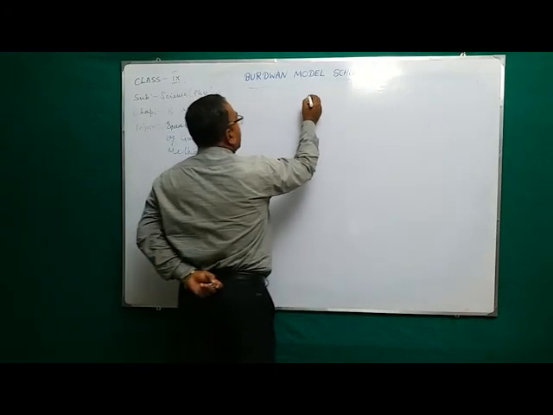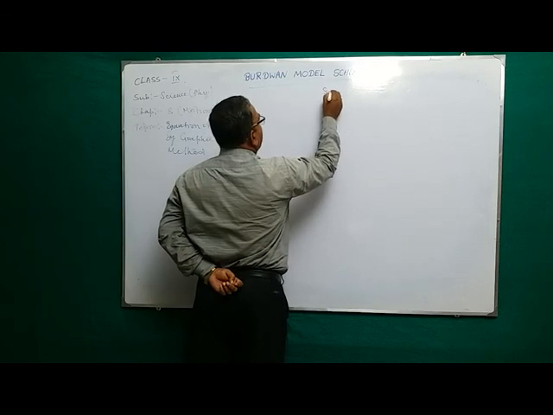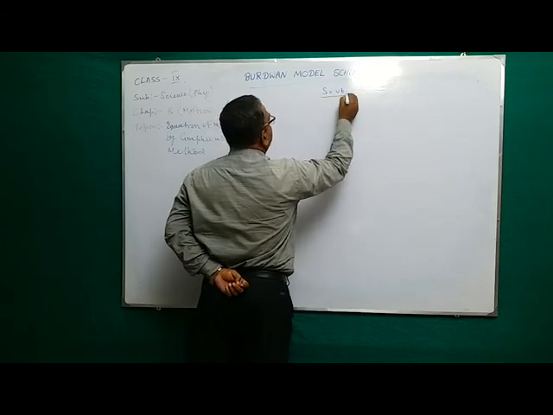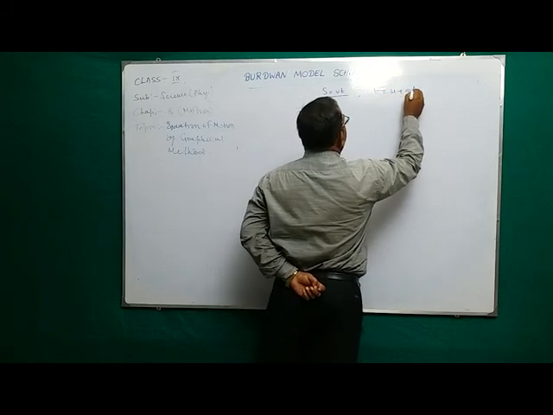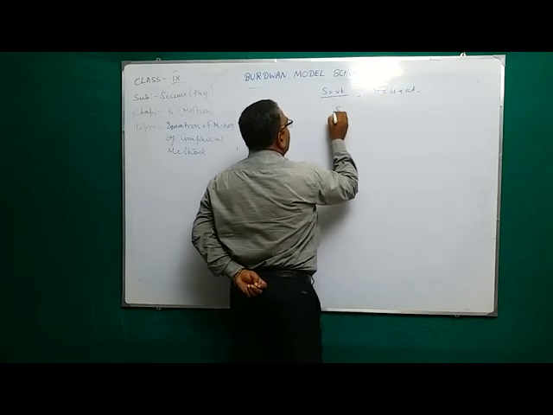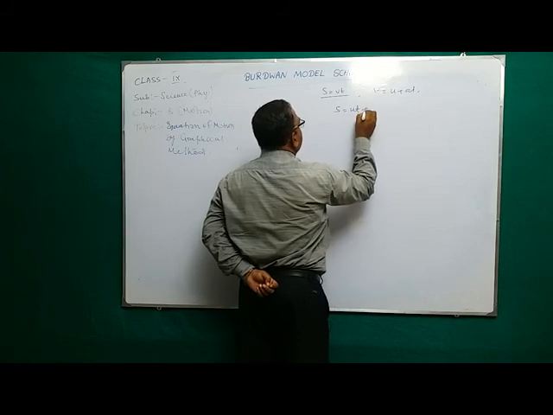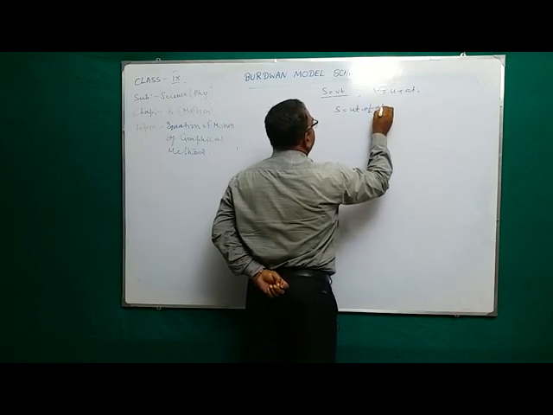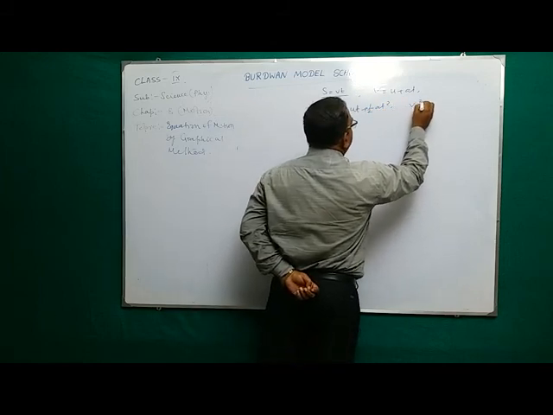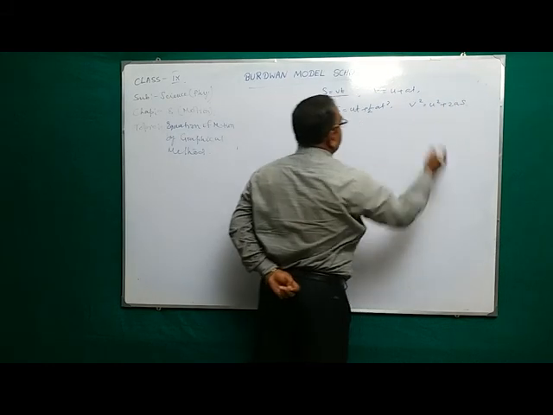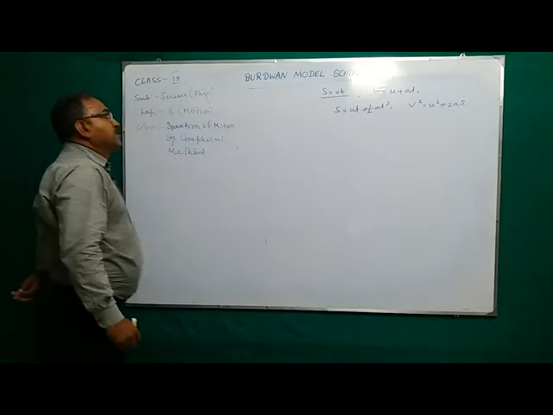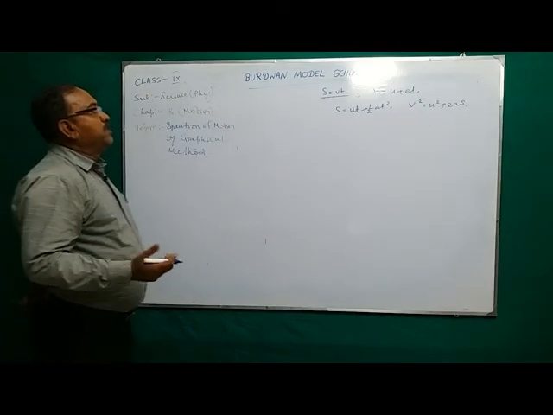motion. Suppose you know it: S equal to Vt, V equal to U plus At, S equal to Ut plus half At square, V square equal to U square plus 2As. So the notation, you know the usual meaning.